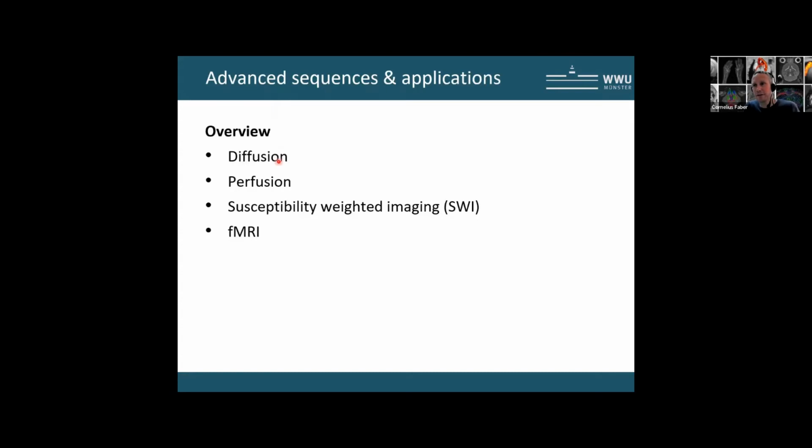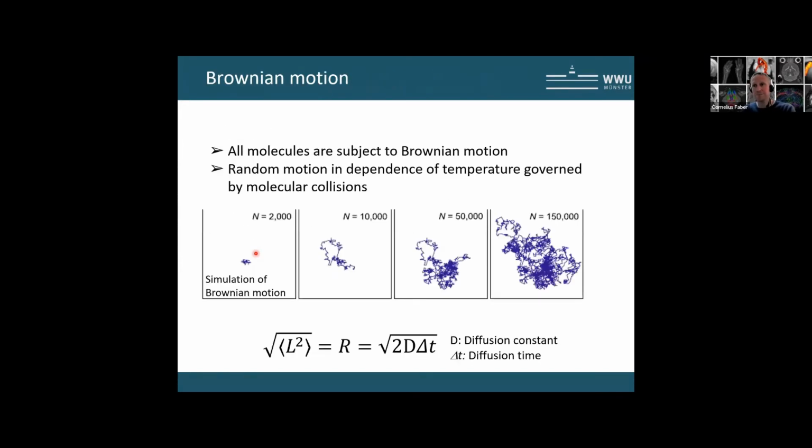Okay, and now this is the precise outline for today. As mentioned, we will discuss four different techniques where we need advanced sequences, so we can apply the MR method to measure diffusion, perfusion, susceptibility contrast, and function of, in this case today, the brain. Okay, let's start with diffusion.